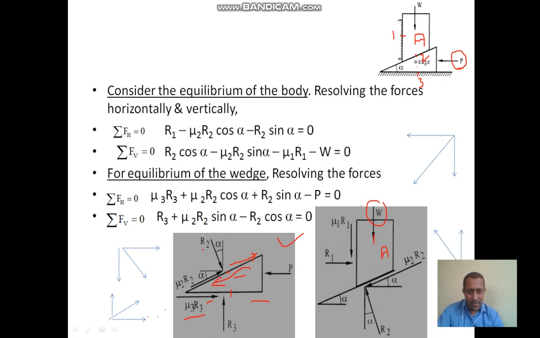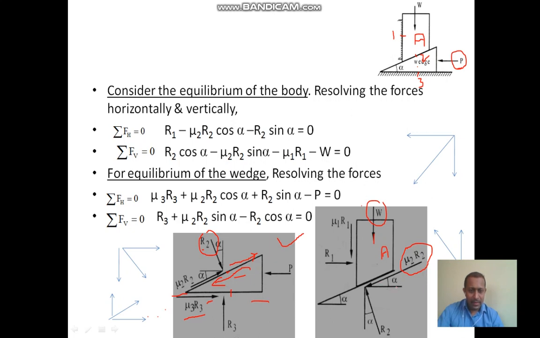Previously, R2 was taken towards the center of the wedge; now it is just the opposite direction, that is, towards the center of the body. And the direction of friction mu2 R2 is just opposite to what we took earlier. Mu2 R2 is just opposite in direction. This is the frictional force at the body.